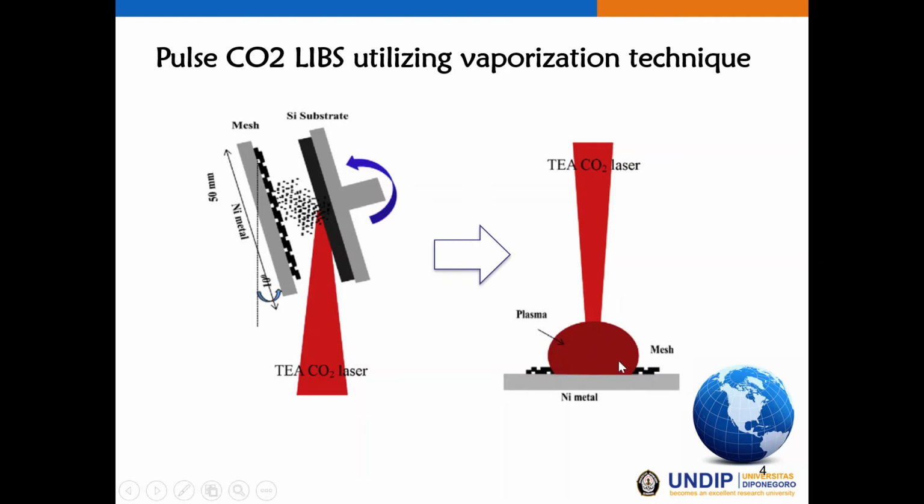Only the plasma is induced from the surrounding gas and the surface of the mesh. Therefore, by using this technique, we can make effective analysis by exciting and ionizing the impurity and also trace metal from the metal mesh after the vaporization technique.